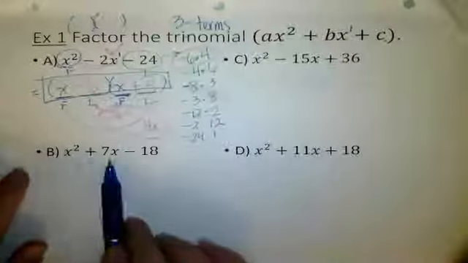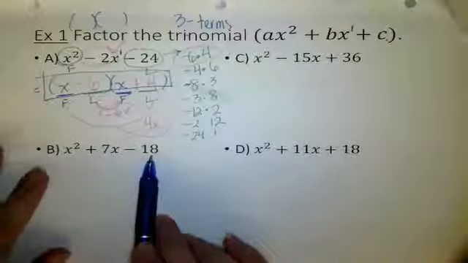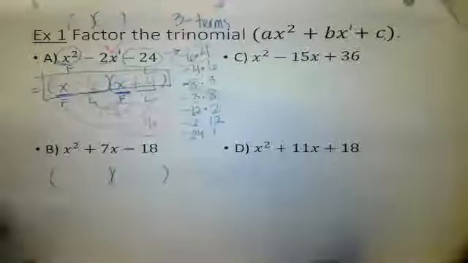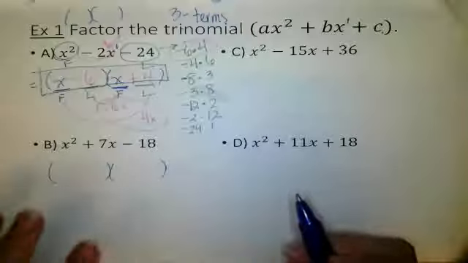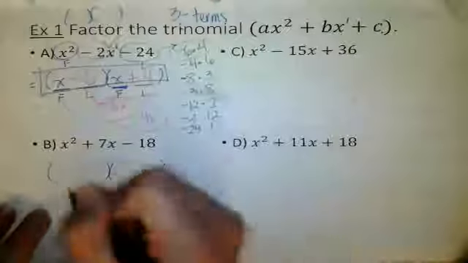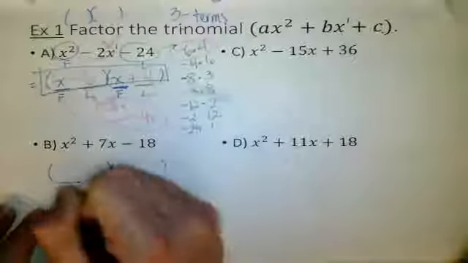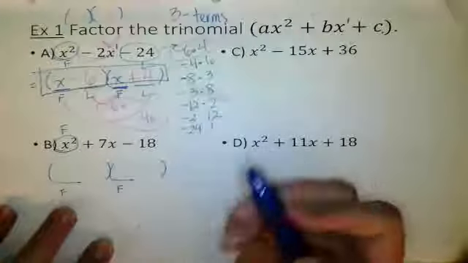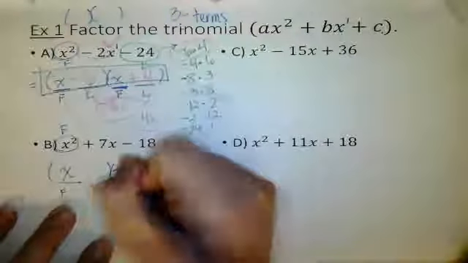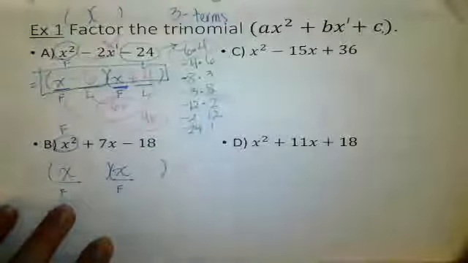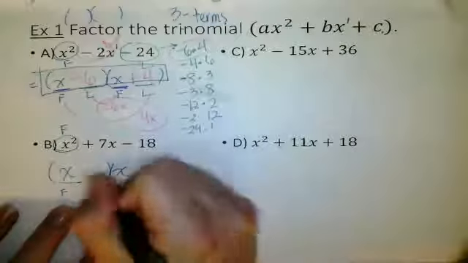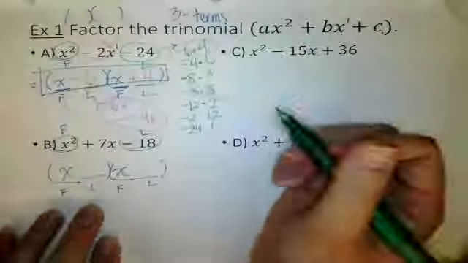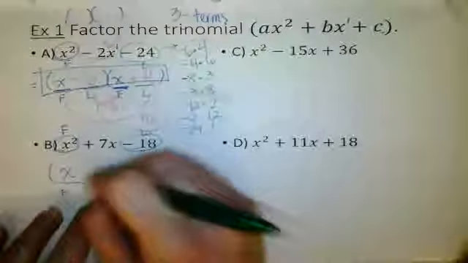Down here we have x squared plus 7x minus 18. We are going to double bubble, so set up your structure. First times first always gives you the first thing. What times what gives you x squared? X times x. All day and night. Last times last gives you the last term. What times what gives you negative 18?